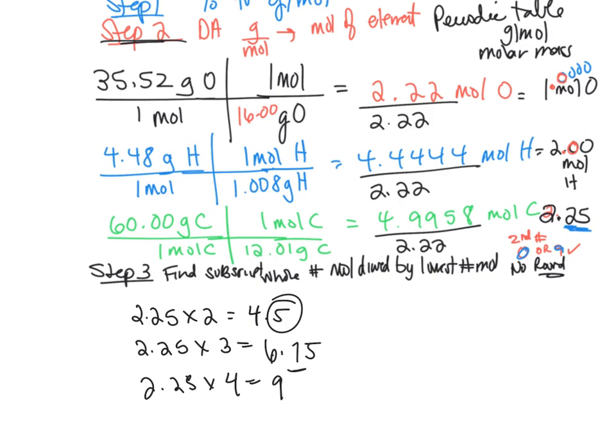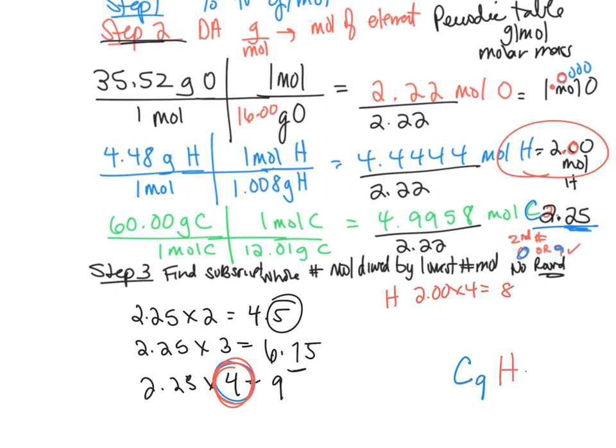9 is a whole number. So now you know what your number is, 4. So now 2.25 times 4, that's carbon, and so the number is 9. But now you're going to have to multiply all of these by 4. So for hydrogen, you got to do 2.00 times 4, which is going to be 8. So hydrogen is 8. And then you've got to do oxygen, which is 1.00 times 4. And now that's 4. So then oxygen is 4.